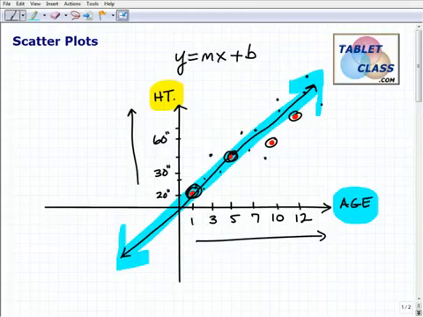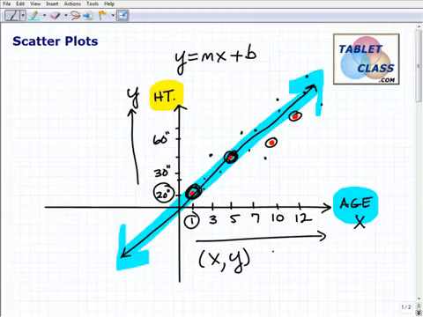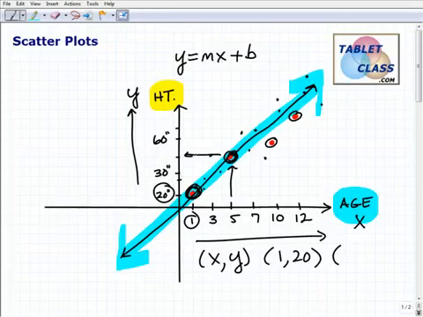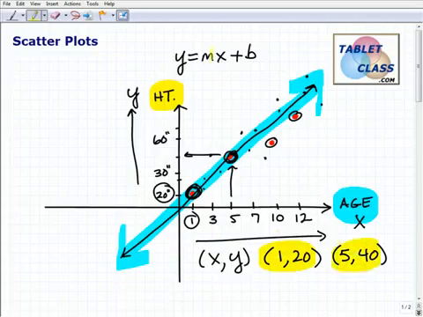So let's suppose I pick this point and this point right here. Here this would be 120, like x, y. Or we don't have x, we have age, and we don't have y, we have height. So this would be like 120. I would use that point, then I would use maybe this point right here, 5, and let's call that 40. 5, 40. I'll use these two points to come up with a slope.